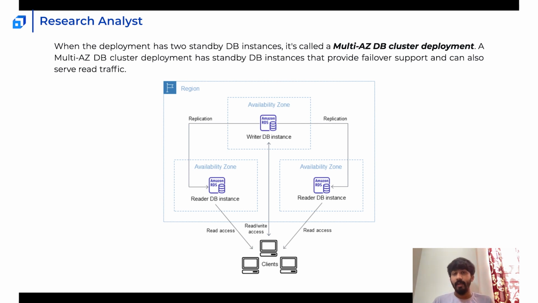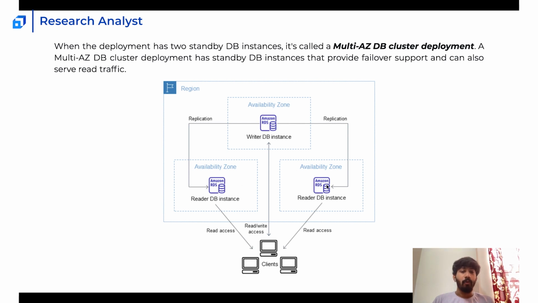serve read traffic. So it cannot serve write traffic. It can only serve read traffic. Only the primary database instance or the writer database instance can serve read and write traffic. The reader database instances can only serve read traffic, but also let's say if this particular database instance goes down, you can set up a priority. A priority will decide which database instance will become the primary database.